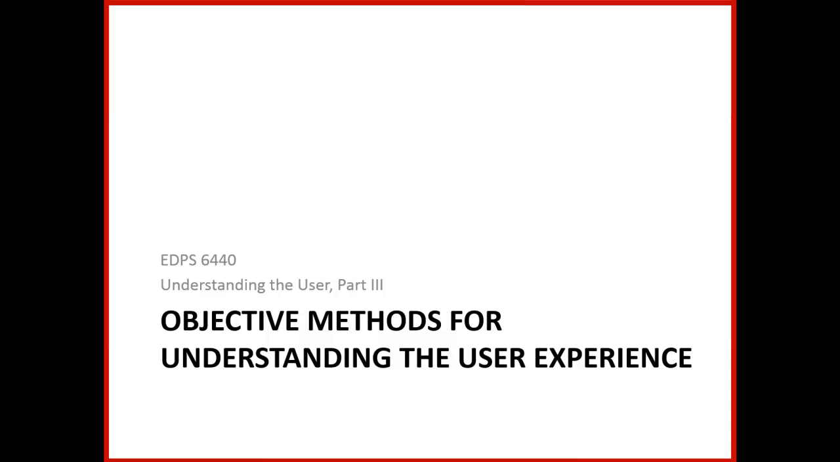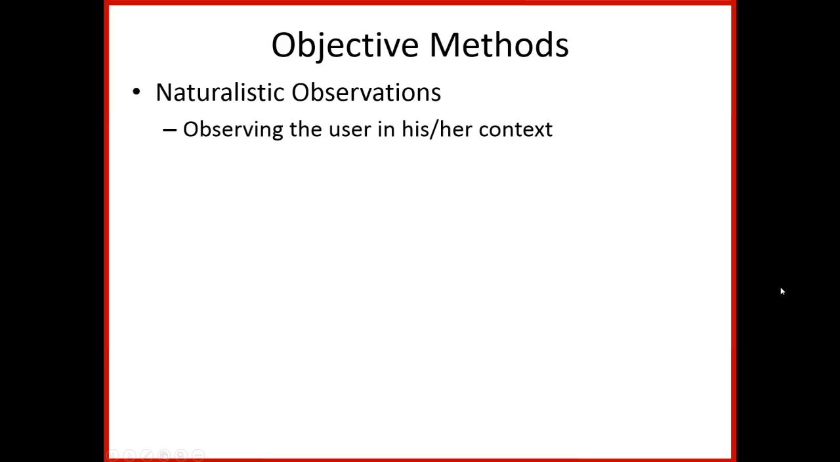This is video 3, where we'll talk about some objective methods for understanding the user experience and talk about some cases where the user goals and the design goals or the stakeholder goals might not match. Objective methods are the methods where the user isn't telling you what their experience is. You're just observing it or using methods to try and gauge that objectively.